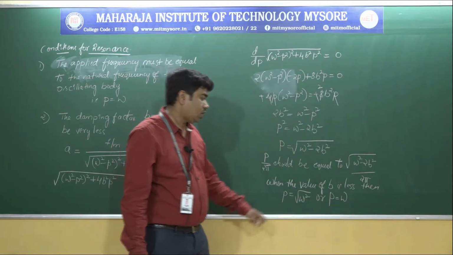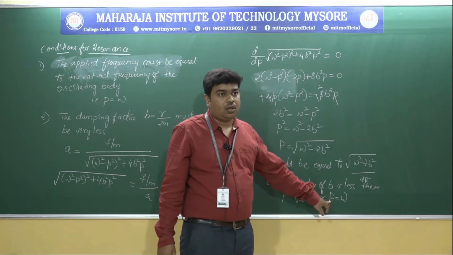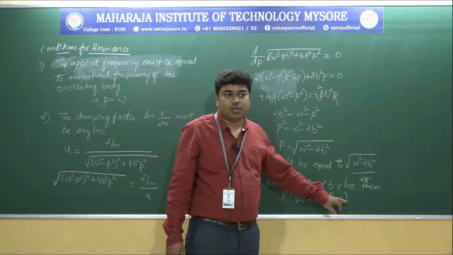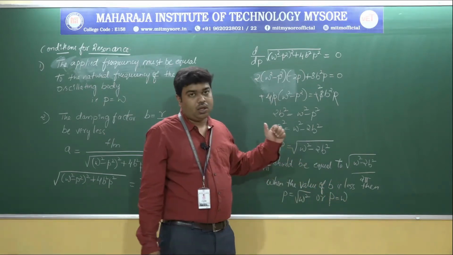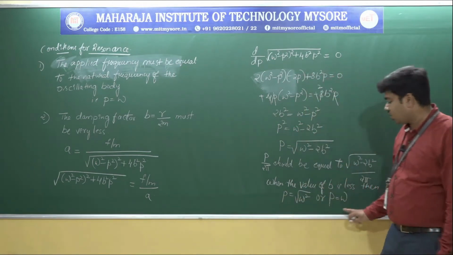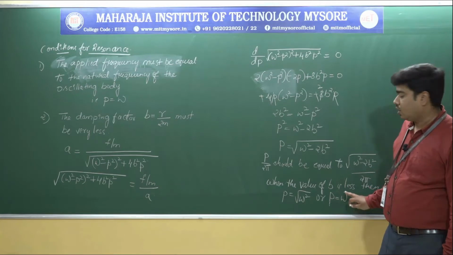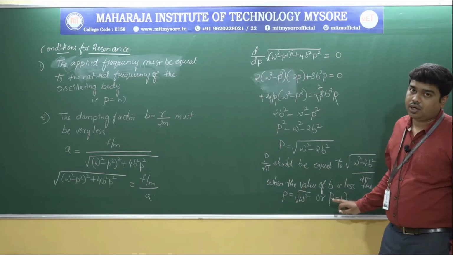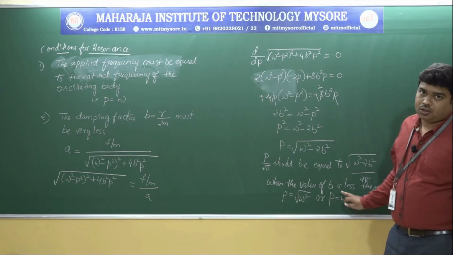So as you can see, we have got the frequency applied by the periodic force becomes equal to the natural frequency of the oscillating body through the equation of the amplitude also. In those cases, the applied frequency should be equal to the natural frequency of the oscillating body, and at that condition we will get the higher amplitude or the maximum amplitude. So this condition is called the resonance condition.